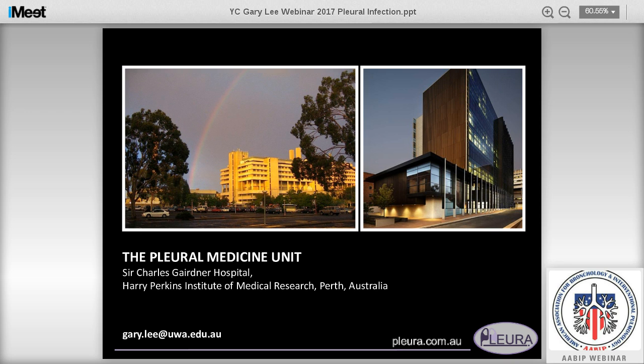Obviously, this is the ABIP, so someone had to ask this question. Do you see a place for medical thoracoscopy in empyema?